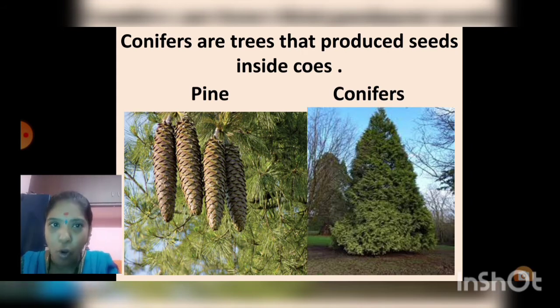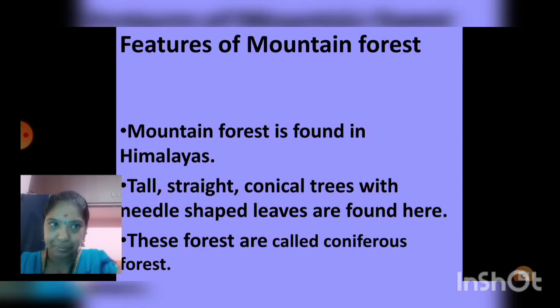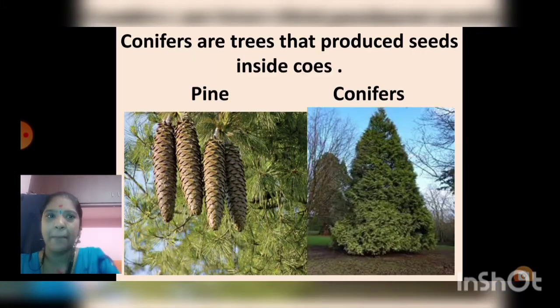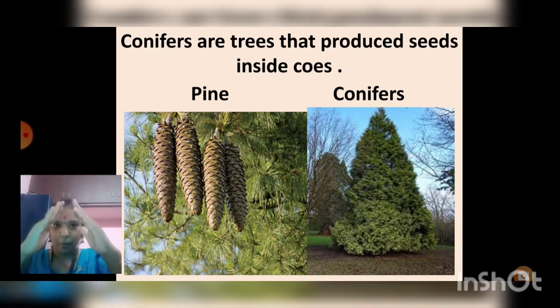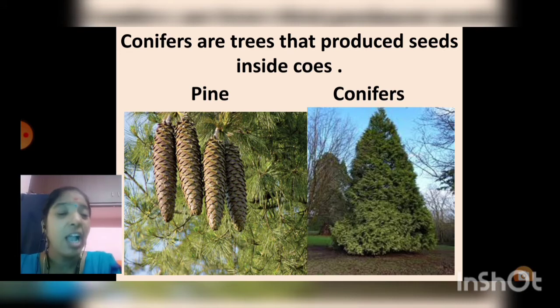When you see a cone, how it looks, the same way the conical trees also look. A good example for a conical tree is the Christmas tree. So the conical trees get their name because of the shape of the tree. It looks like a cone.